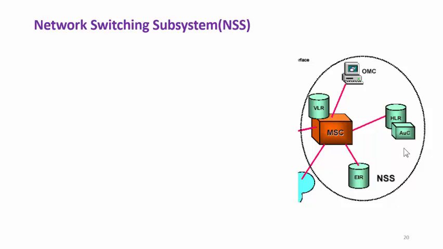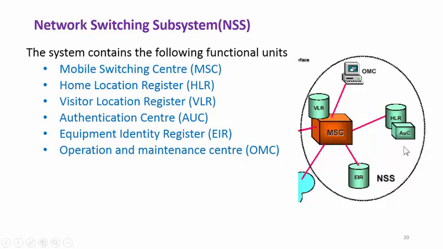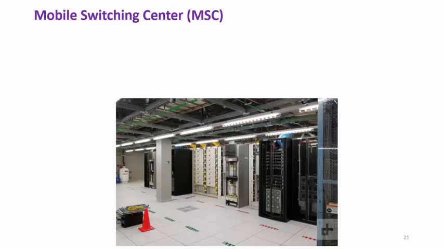In the next part of the architecture, that is the network switching subsystem, as we discussed, the different blocks observed are HLR, VLR, AUC, EIR, MSC. These are the functional units of the NSS: Mobile Switching Center, Home Location Register, Visitor Location Register, Authentication Center, Equipment Identity Register, EIR, and Operation and Maintenance Center, OMC.